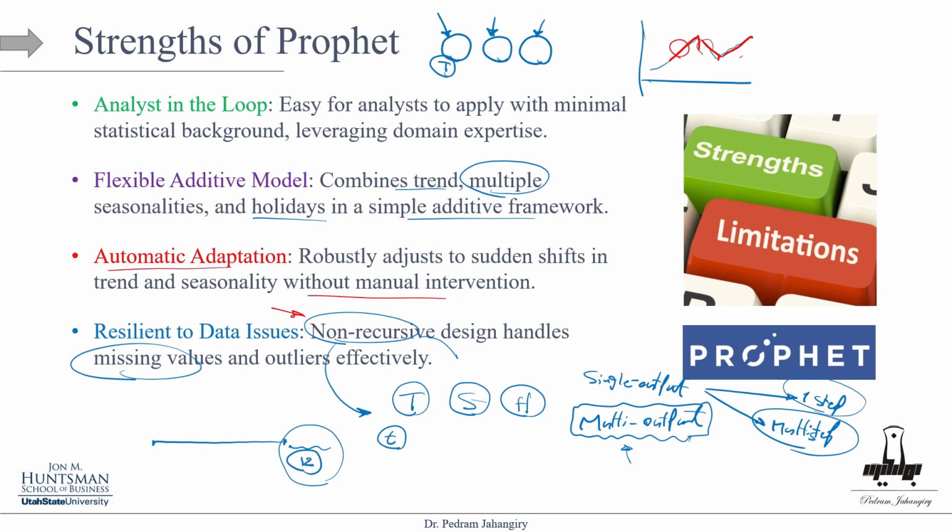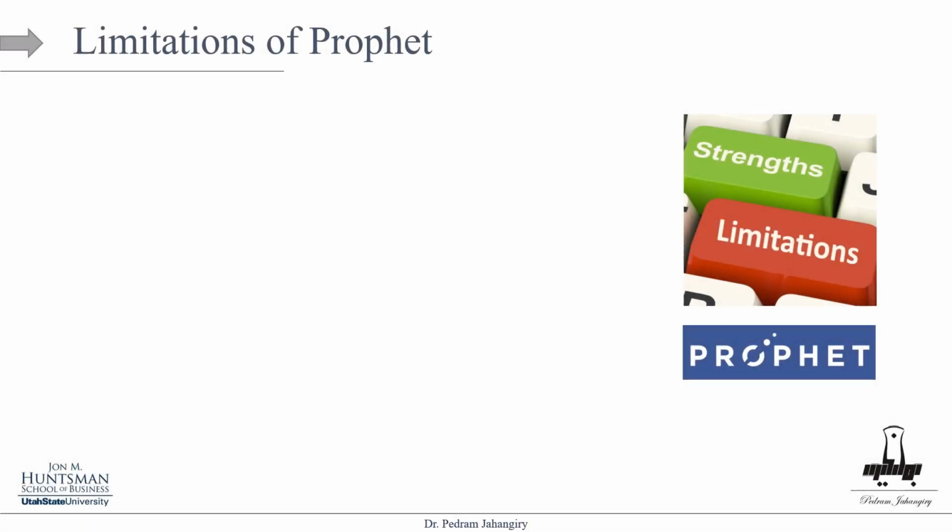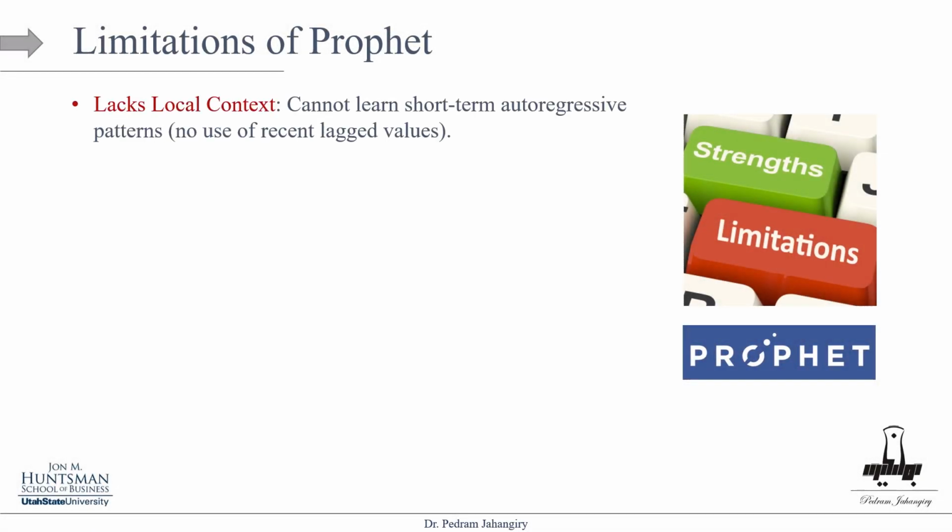So let's talk about the limitations of Prophet, and then you're going to see clearly why we should go beyond Prophet. Okay, so what are the limitations? The biggest one is this one: it lacks local context. It cannot learn short-term autoregressive patterns simply because we are not using any lag terms. That's the biggest caveat of Prophet, in my opinion, because remember, in order to capture the short-term dependencies, at least lag 1 typically is the most important factor that you can think of.